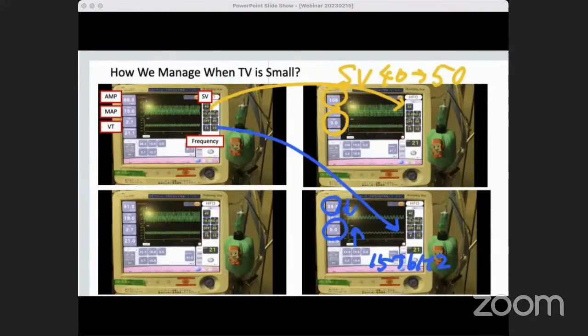Of course, raising the MAP to increase lung compliance is also an option. However, in a situation where the MAP is somewhat high, raising the MAP higher than that may not change the tidal volume much. For example, the tidal volume can be increased using various parameters such as MAP, stroke volume, amplitude, frequency, and so on.